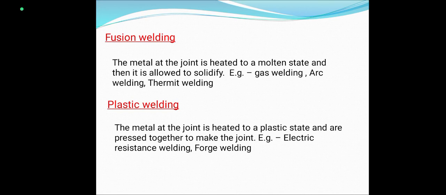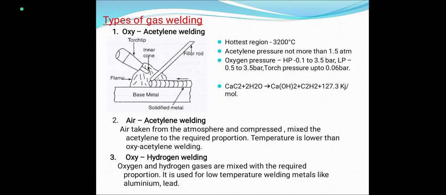In the other type, the metal at the joint is heated to a plastic state and the pieces are pressed together to make the joint. Examples: electric resistance welding, forge welding. Types of gas welding. First one, oxyacetylene welding.